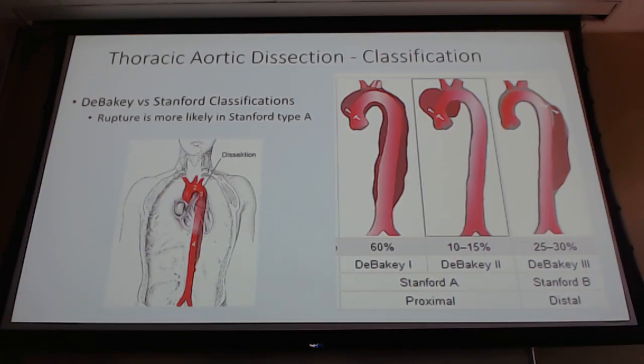So 1 and 2 is a Stanford A. If you have either DeBakey 1 or DeBakey 2, you're at a very high likelihood of rupture. Versus a DeBakey 3 or a Stanford B, which is basically any rupture past the arch. It's distal. DeBakey 1 is actually the most common.